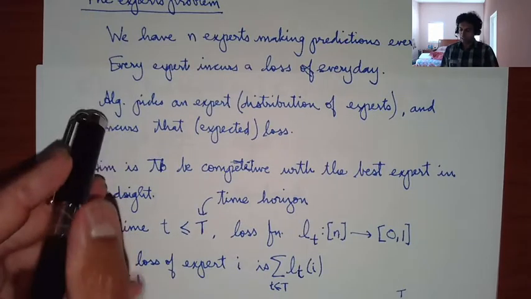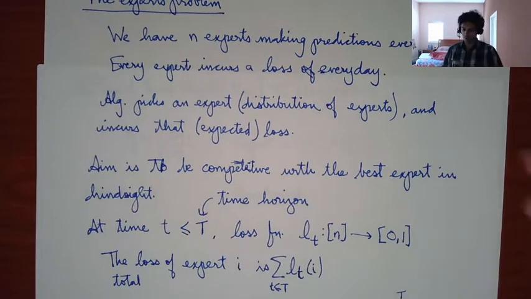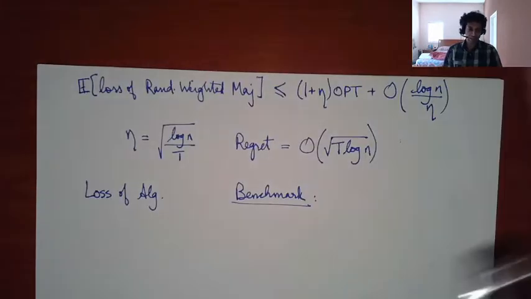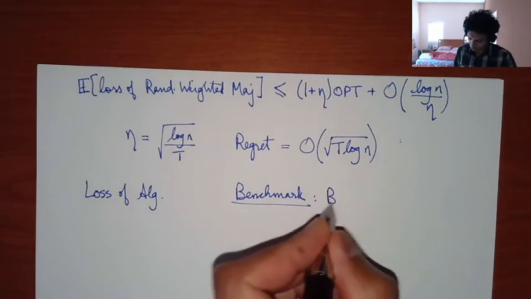Well, consider this super powerful algorithm that actually knew what the loss function was in every round. Then it would simply pick the best expert for each round specifically. But that's just impossible to get. So instead, we construct a benchmark, which is the best expert in hindsight.